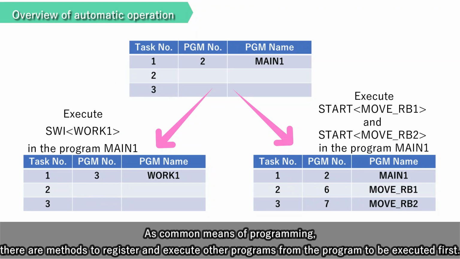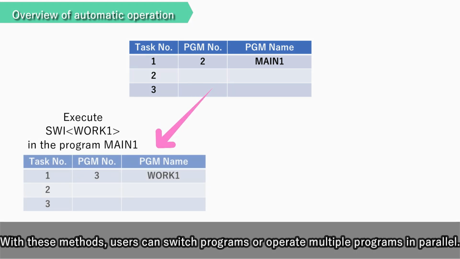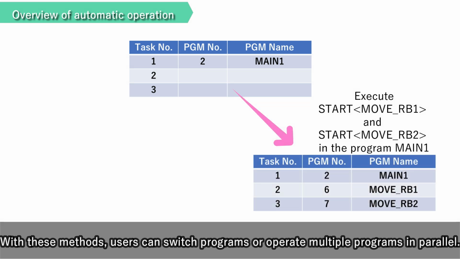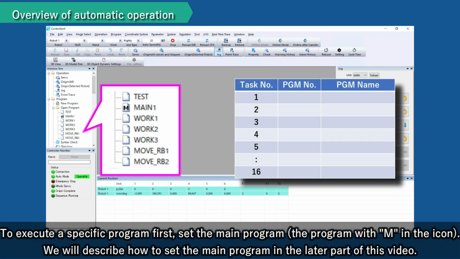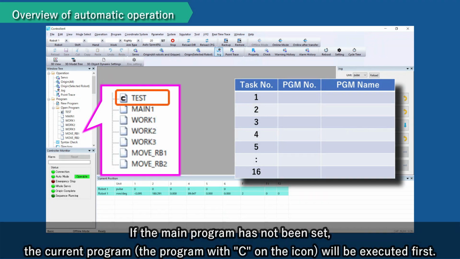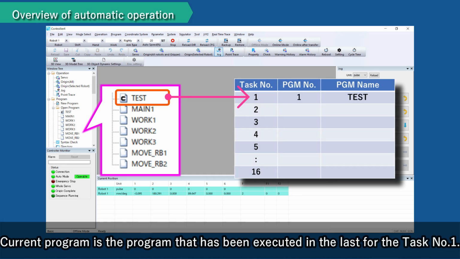As common means of programming, there are methods to register and execute other programs from the program to be executed first. With these methods, users can switch programs or operate multiple programs in parallel. To execute a specific program first, set the main program. We'll describe how to set the main program in the later part of this video. If the main program has not been set, the current program will be executed first. Current program is the program that has been executed last for the task number 1.